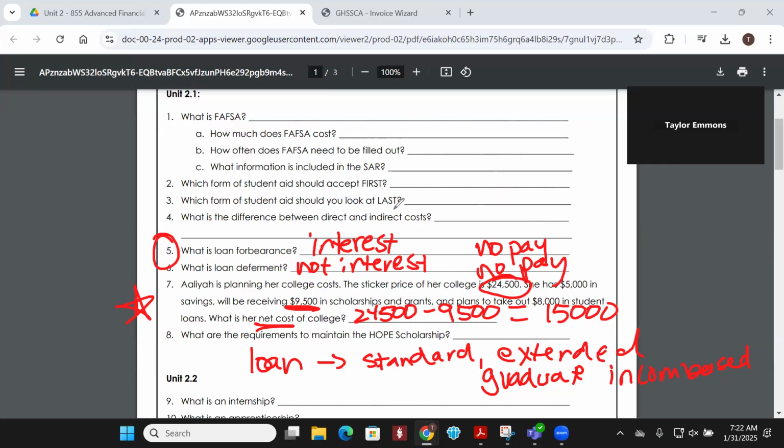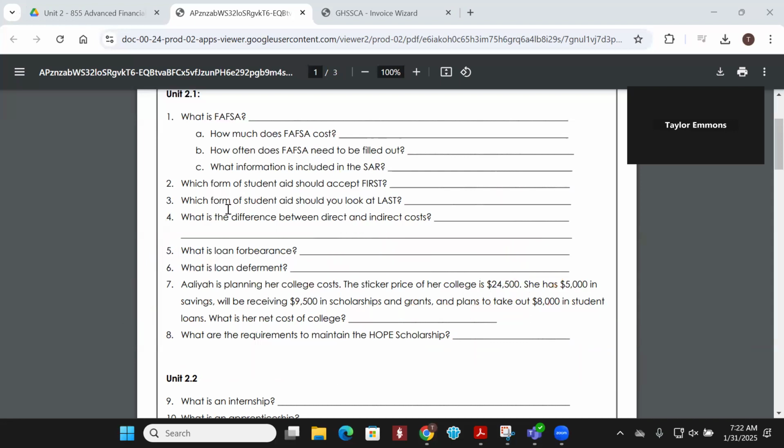Talk to me about direct costs. Direct costs are the stuff that you get, while indirect costs are basically added on. It's stuff like textbooks, transportation, and technology. It's stuff that you can influence, stuff that you choose to get, while direct costs are mandatory.